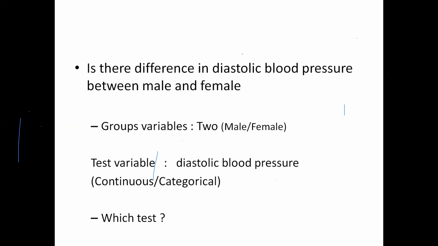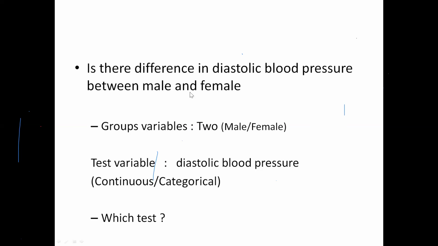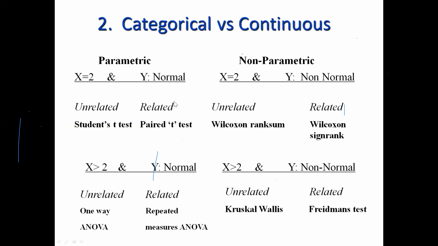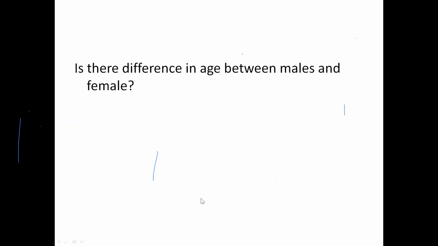Okay. So why independent sample t-test? We have only two groups, so male and female are independent. They are not related with each other. And the continuous variable we want to test is the diastolic blood pressure, the difference in diastolic blood pressure between male and female. So what test will we apply? Independent sample t-test. Very correctly you have identified.